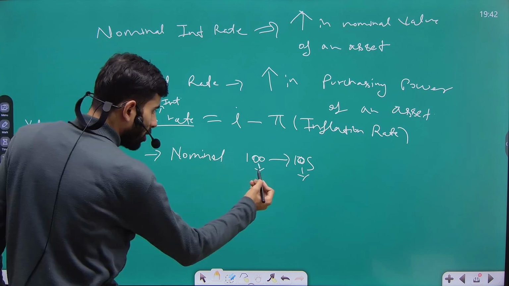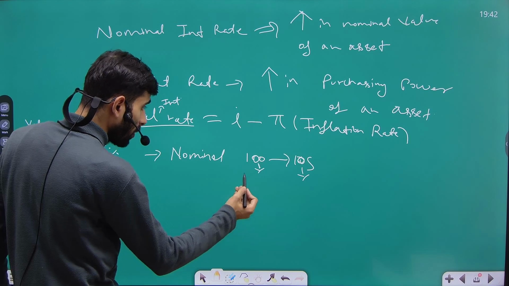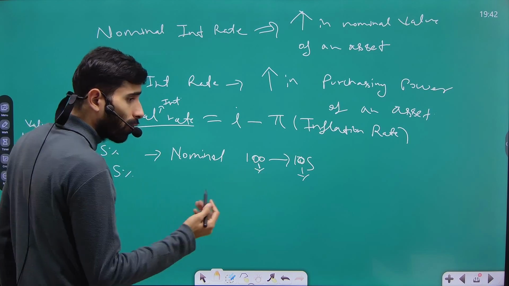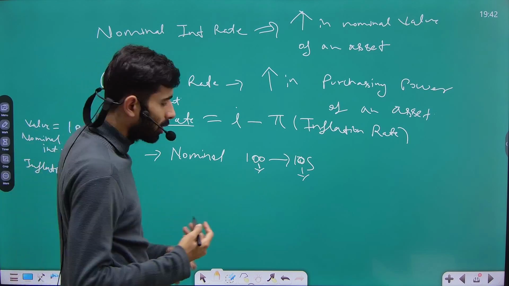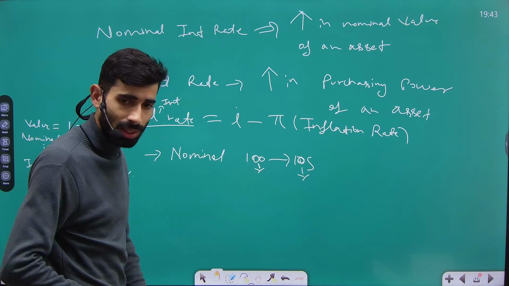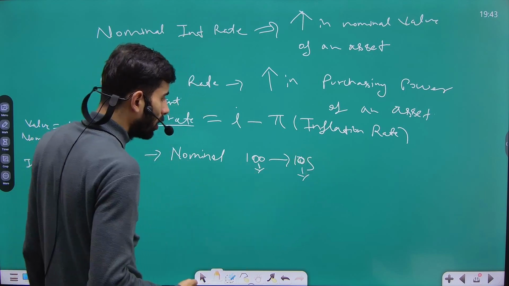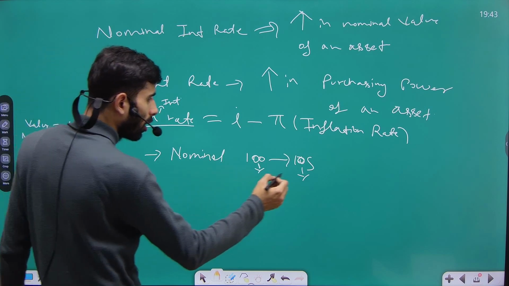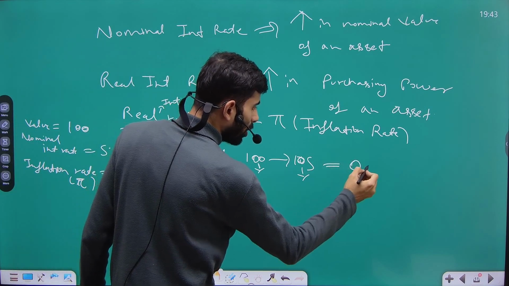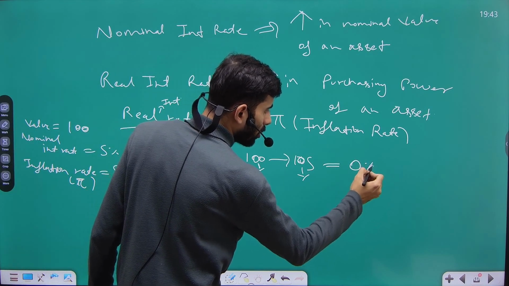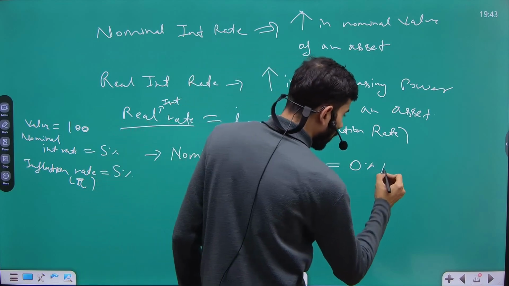Then it means that whatever amount of goods and services we were earlier able to purchase using 100 rupees, now to purchase the same amount of goods and services we have to shell out 105 rupees. So in real terms, here we have 0% appreciation of the asset.